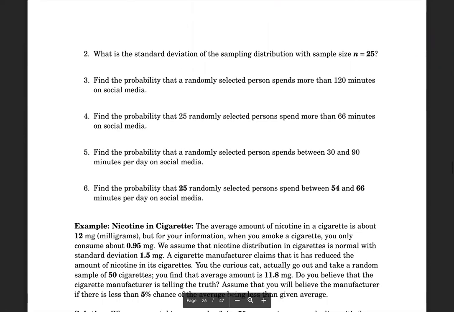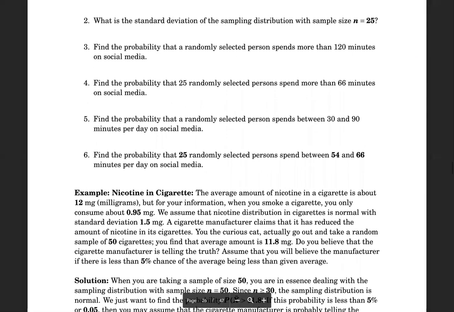Next, what is the standard deviation of the sampling distribution with sample size 25? Now that you answered the last one, this one you probably would be feeling comfortable as well. What I'm asking, what is sigma sub x bar? In the last question, I asked you what is mu sub x bar. In this question, I'm asking what is sigma sub x bar. So can you tell me what is sigma sub x bar?